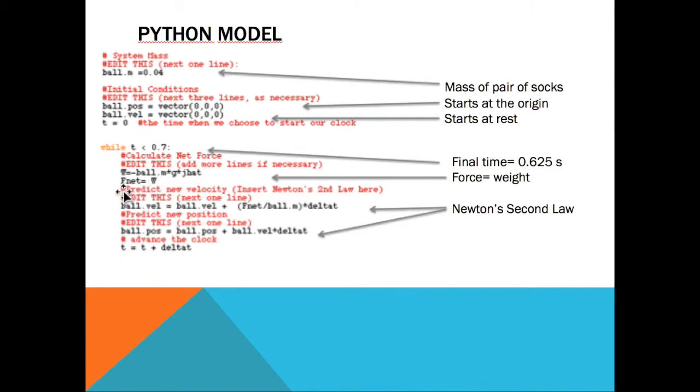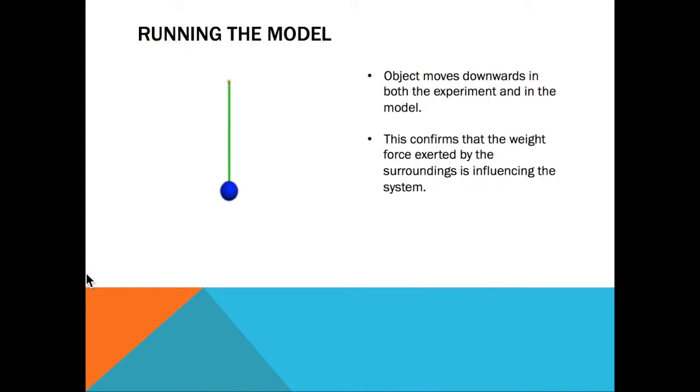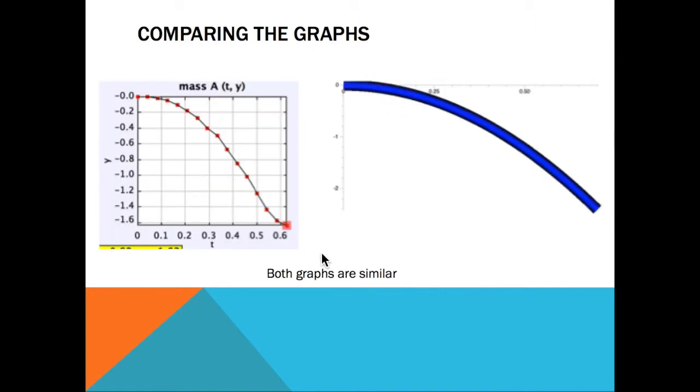Here, I defined the net force as equal to the weight, and I put the formula here, and I used Newton's second law to define the ball velocity and the ball position. Then I ran the model, and it recorded the movement of the ball downwards. The object moves downwards both in the experiment and in the model. This confirms that the weight force exerted by the surroundings is influencing the system. Also, both graphs look similar.